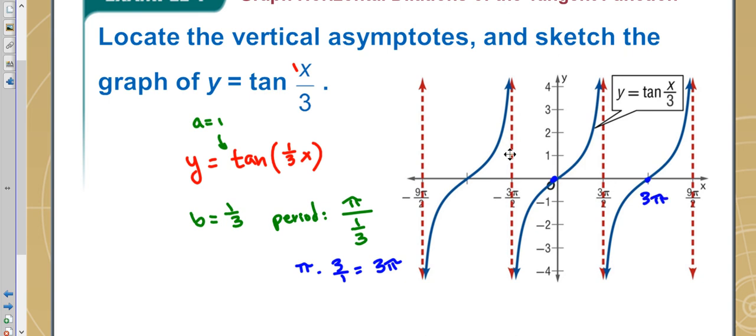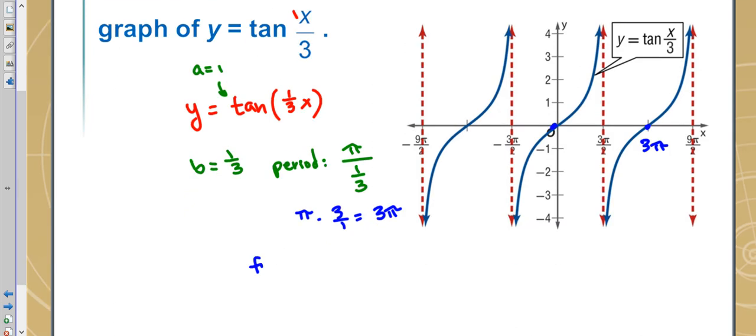Or if you started counting from here over to here, that's 3 pi. This is negative 1.5 pi. This is positive 1.5 pi. The distance between those two is 3 pi. And remember, if we need to find the frequency, you would just flip it.